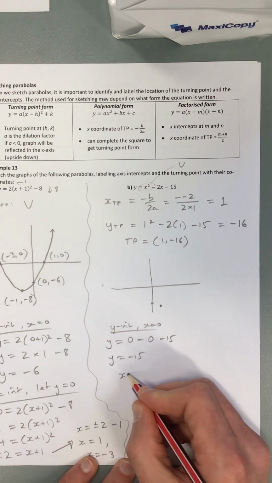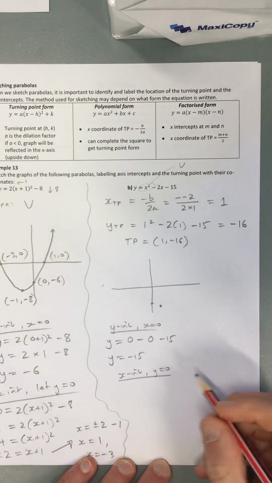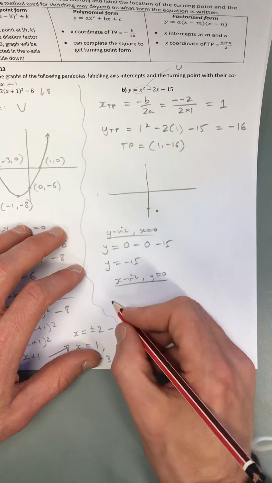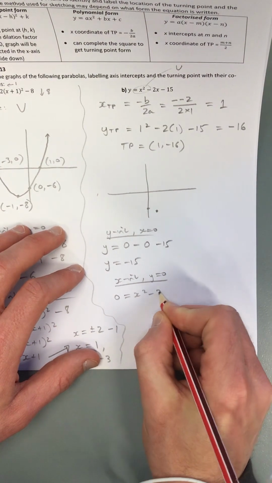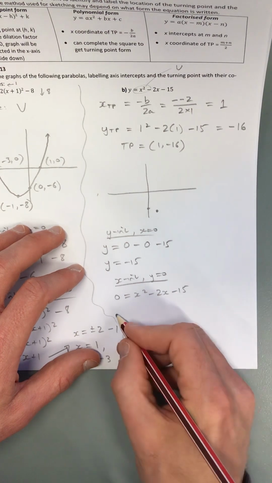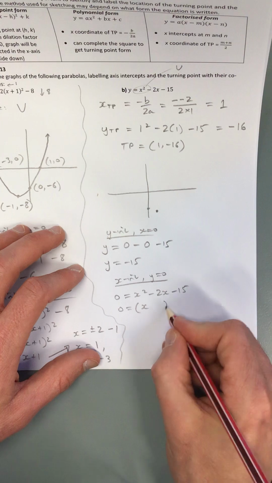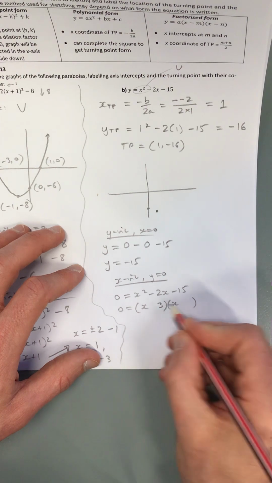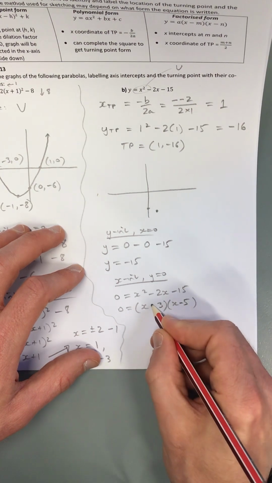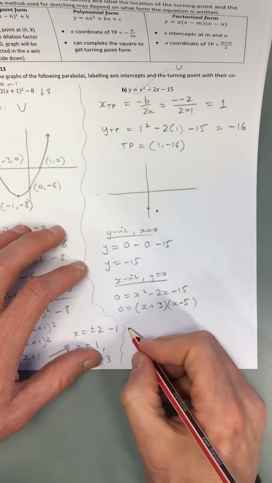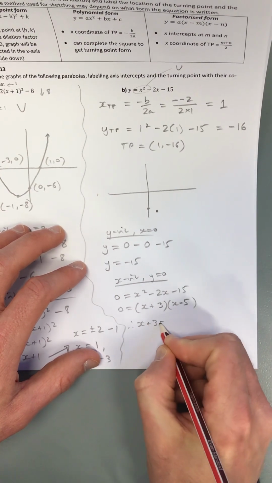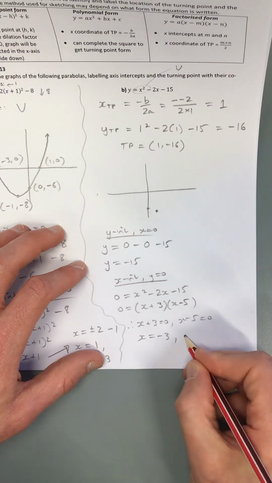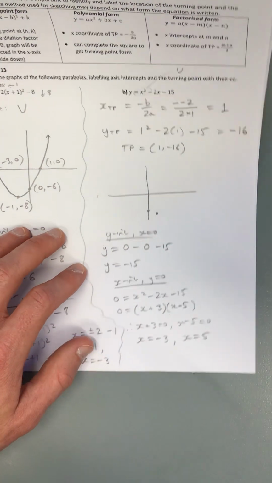So for the x-intercept, let y equal 0. And we will get 0 equals x squared, take away 2x, take away 15. We can solve this by factorising. Numbers that multiply to negative 15 but add to negative 2, well, 3 and 5 should work. We're going to need negative 5 and positive 3 to make that add up to negative 2. So therefore, x plus 3 equals 0, or x minus 5 equals 0, which means x equals negative 3 or x equals 5. So those are our x-intercepts.